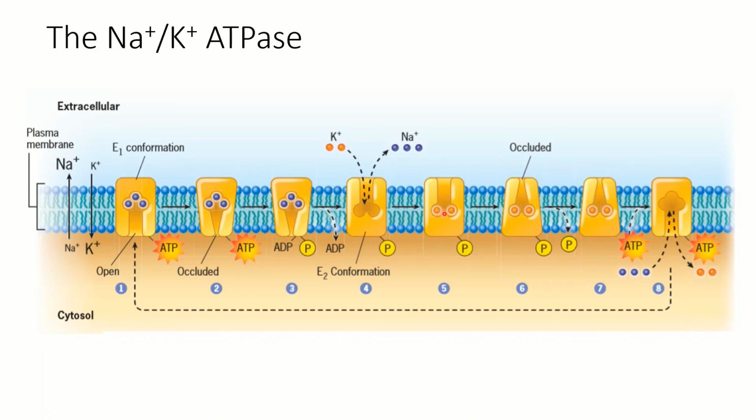And then eventually it closes back on the outside. And then the potassium ions are trapped within the channel. And when ATP attaches, it opens back on the inside, allowing the potassium ions to go in, and the sodium ions to attach back to it, 3 sodium ions, and we go back to stage 1. So take note, this one requires ATP in order for the sodium and the potassium ions to be moved against their concentration gradients.